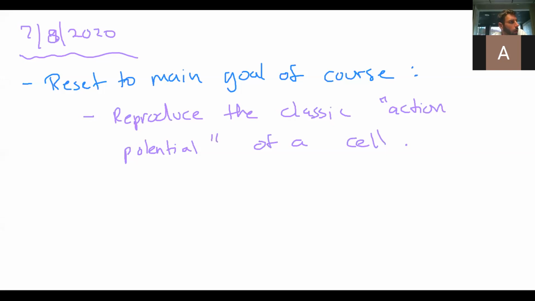Okay, so the main goal of this course is to sort of reproduce this action potential numerically. And so why is that a goal of this course? Well, it's a goal of this course because that means that we have a mathematical model or sets of equations, as it were, or will be, that mimic what we see in an experiment. So the classic picture is this.